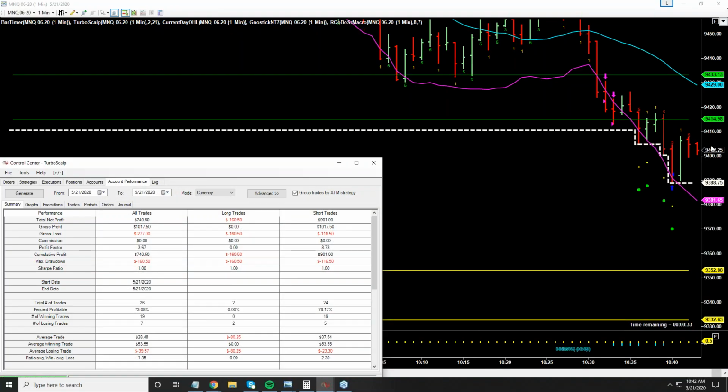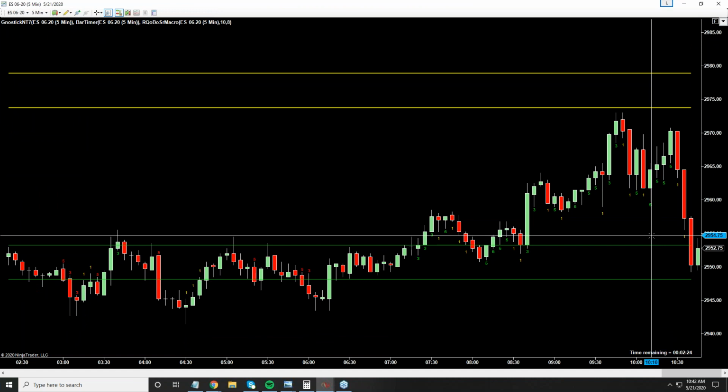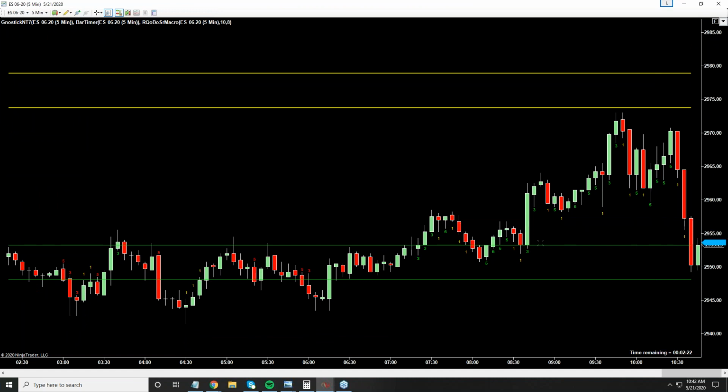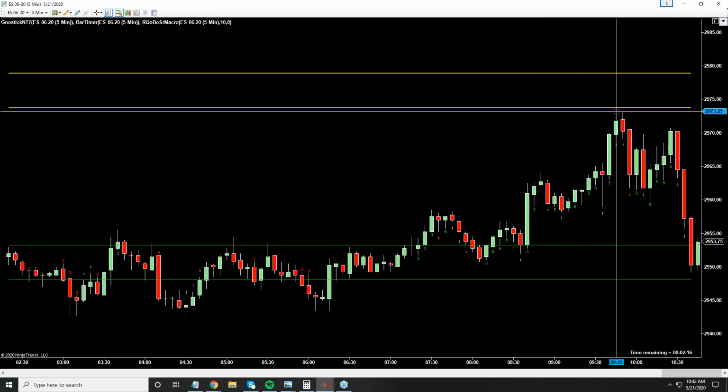We had, for the most part, a mixed sentiment with the S&P. I'm going to actually start with the S&P. The S&P from the beginning of the day, 940, right here at my crosshair, was running, and it ran right up to the first level of resistance.